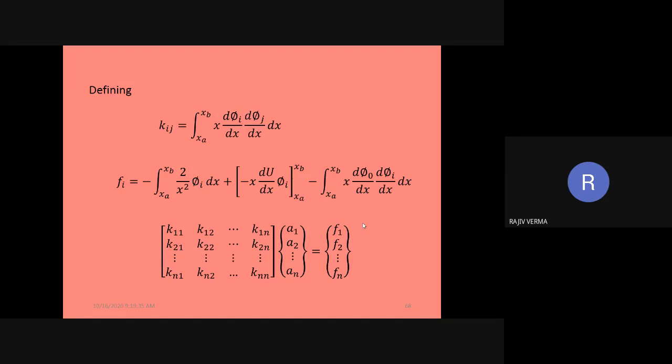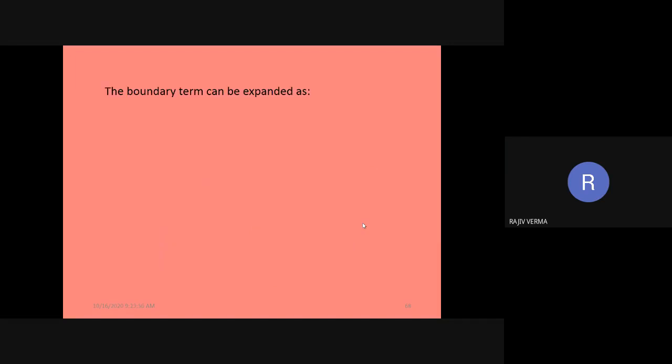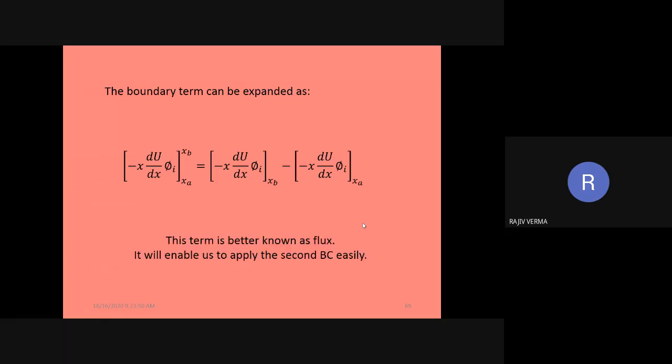And the last slide for today's lecture is on display now. This is where we have expanded the boundary terms in terms of two points xa and xb. Out of these two terms, the term to be evaluated at xb is obviously a known quantity, but the term to be evaluated at xa is an unknown quantity. And these terms are better known as flux. It will enable us to apply the second boundary condition easily.